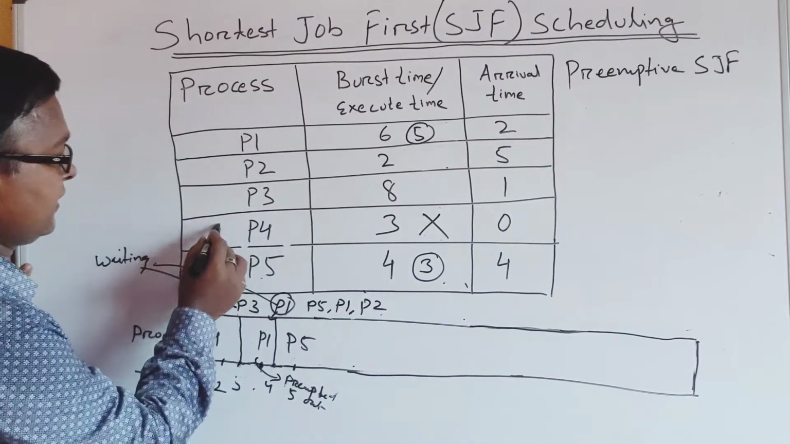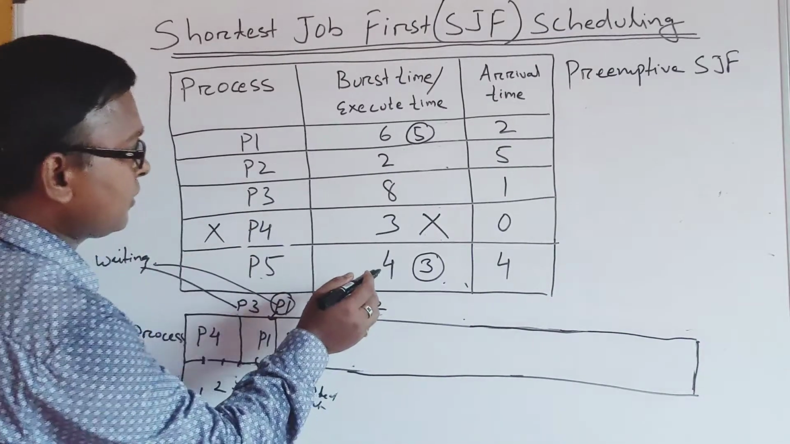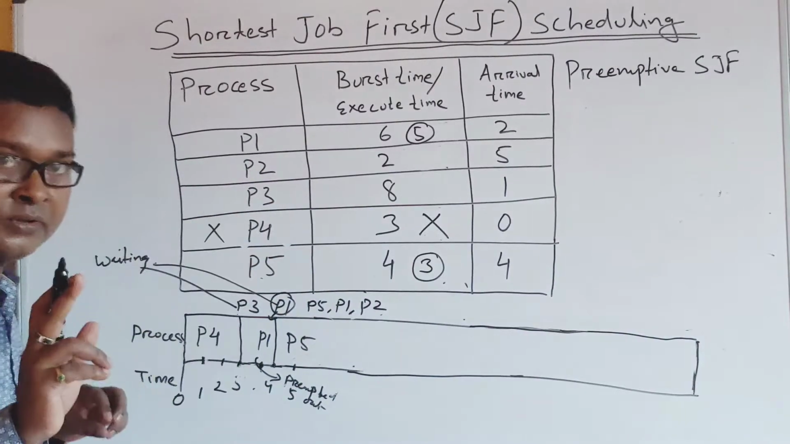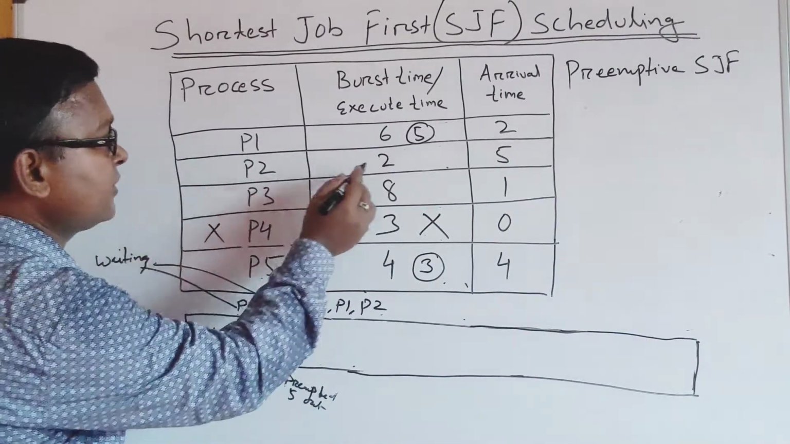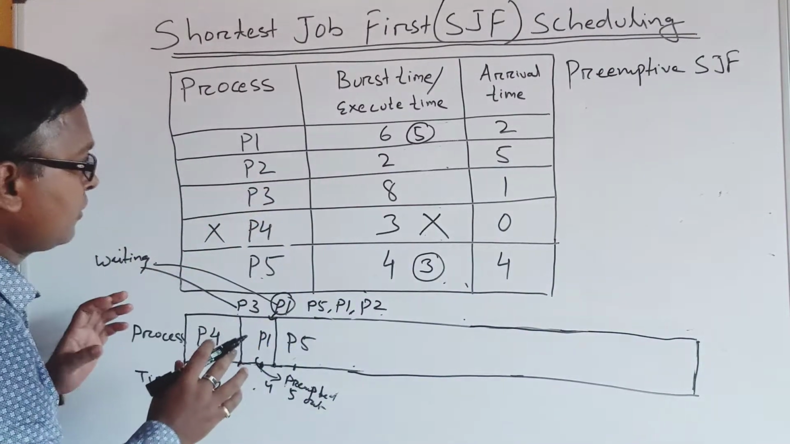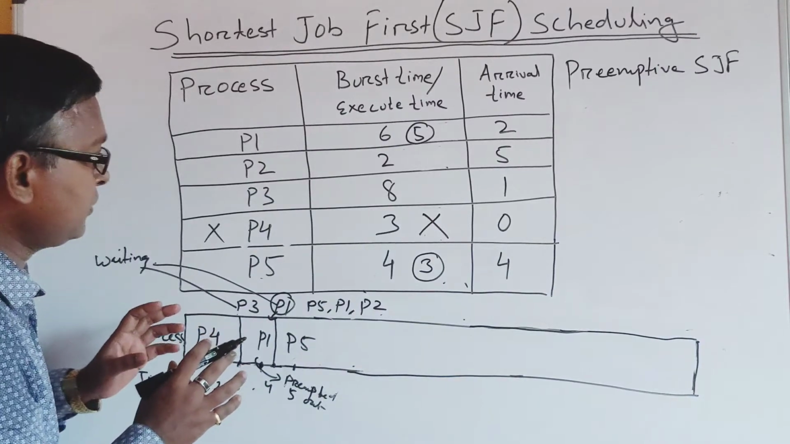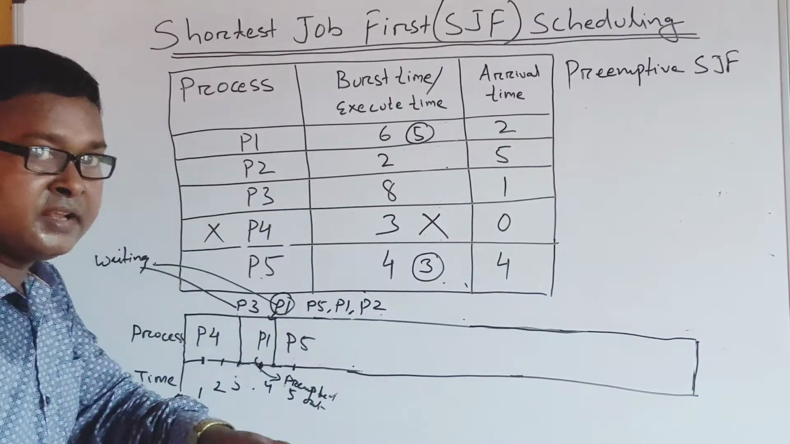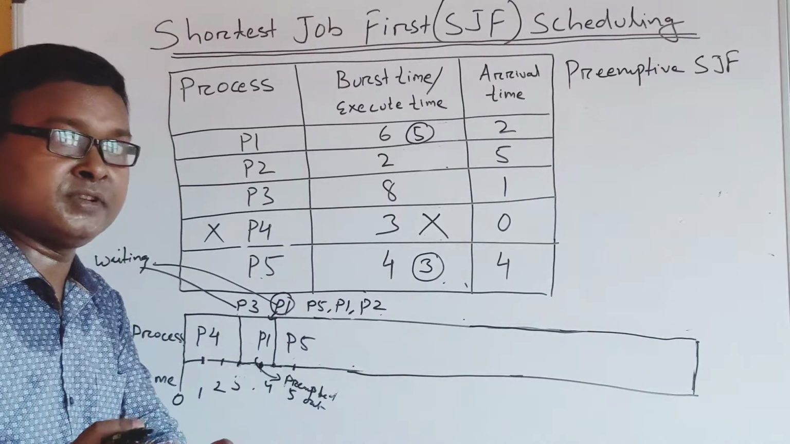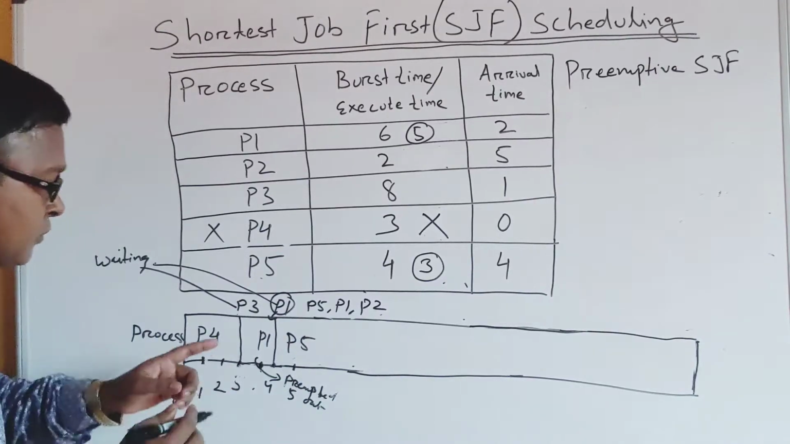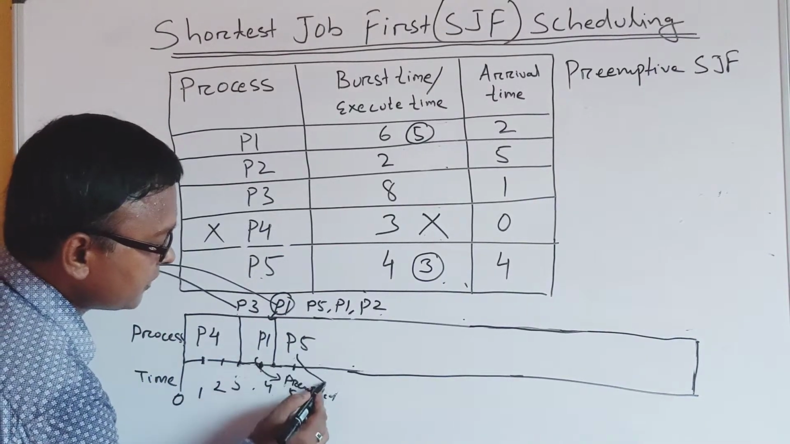P4 has already completed. So now the shortest job is P2. Try to understand. Now the shortest job is P2. So right now P2 will acquire the processor for execution because it is the shortest job. So what happens? P5 will be preempted.